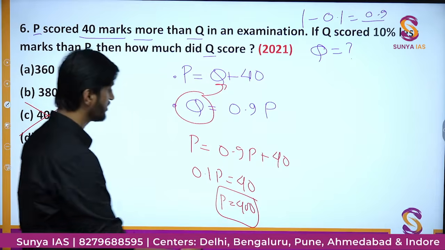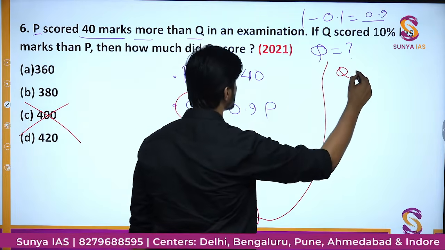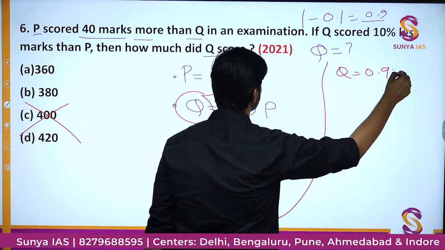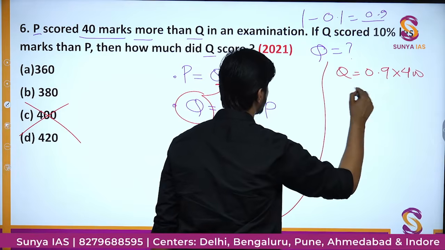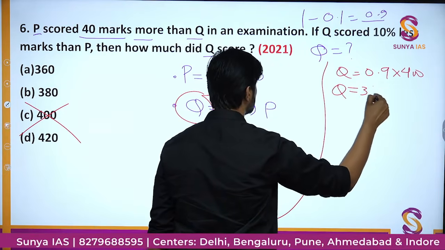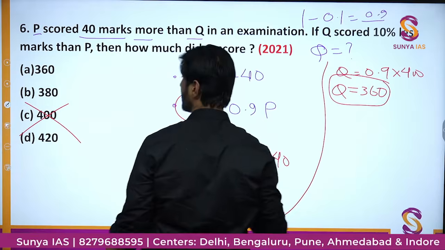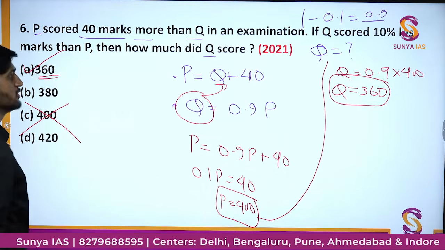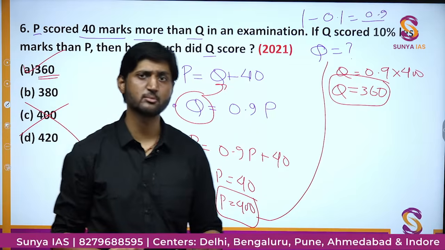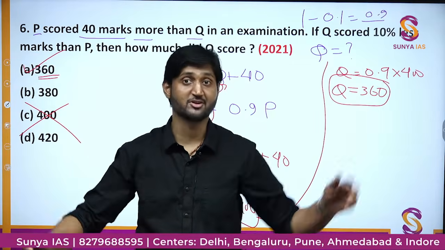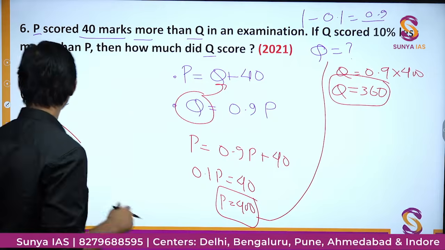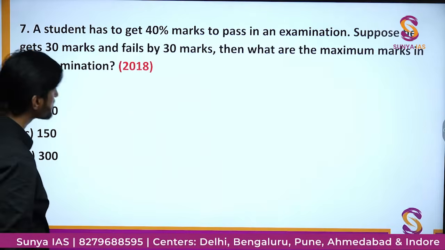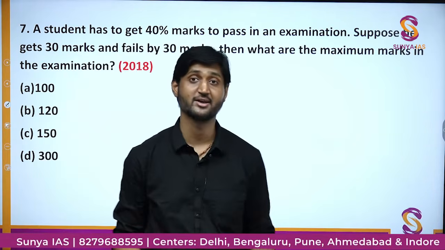And now we want to find the value of Q. Q is nothing but 0.9 times P, that is 400. Get the value of Q as 360. And therefore the correct answer is going to be option number A, 360. Okay, so was it clear? It was a pretty simple and repeated question. You might be lucky this time. You might get repeated questions from the things we are discussing even today, even now. So luck.